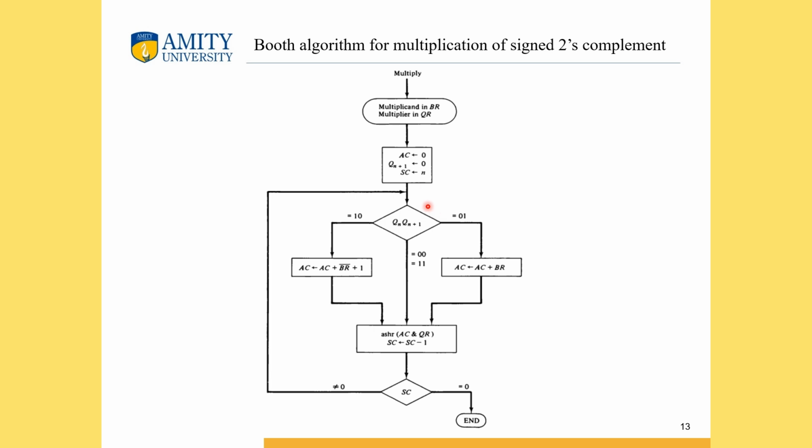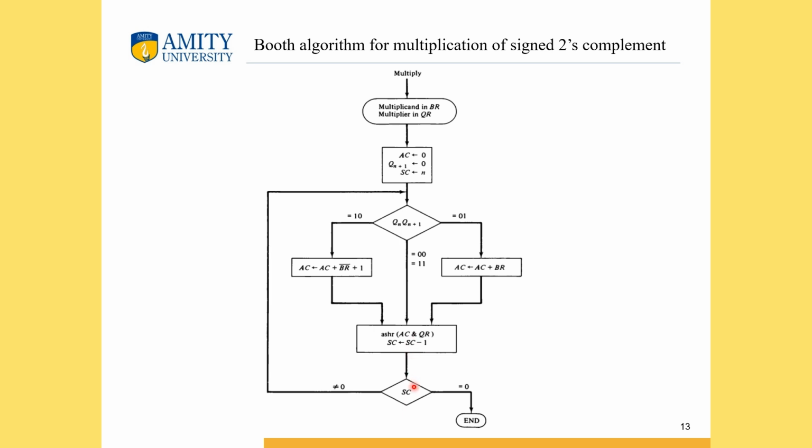We go to the values, we compare Qn and Qn plus 1, both will be compared together in this case. So if Qn and Qn plus 1 are 0 1, then we'll be adding A and B as we did previously, A plus B, and then we'll be shifting. We'll be doing an arithmetic shift here because this is the algorithm for signed numbers. So we have to do an arithmetic shift so that we can keep the sign of A and Q, and finally sequence counter minus 1.